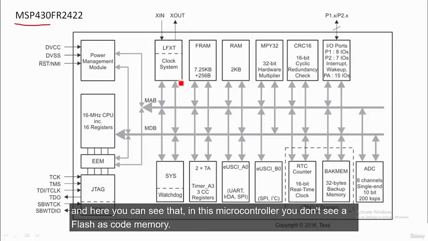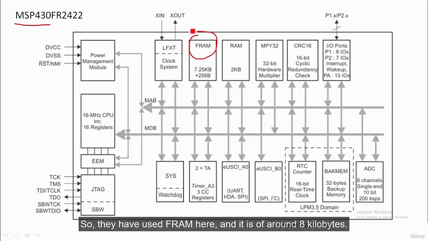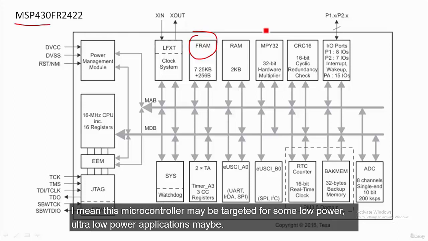And here you can see that in this microcontroller, you don't see a flash as code memory. So they have used FRAM here, and it is of around 8 kilobytes. So take a look at its size. It's just 8 kilobytes. I mean, this microcontroller may be targeted for some ultra low power applications, maybe.